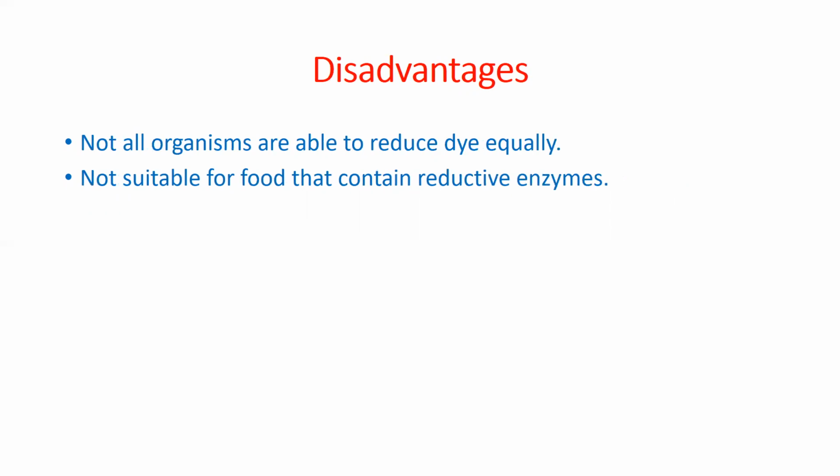Disadvantage: not all organisms are able to reduce dye equally, and it is not suitable for food that contains reductive enzymes. Okay, such food contains reductive enzymes, so those enzymes may also play a role. So basically here we are enumerating the microorganism which has that reductive enzyme. If the food itself contains reductive enzyme, that means it is also playing a role in reducing the dye, isn't it? So that's why it's not suitable for food that contains reductive enzyme. So that is the disadvantage.